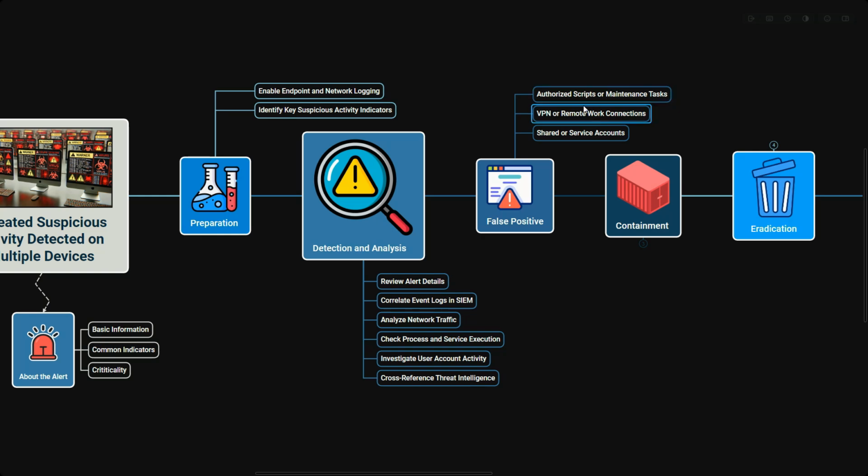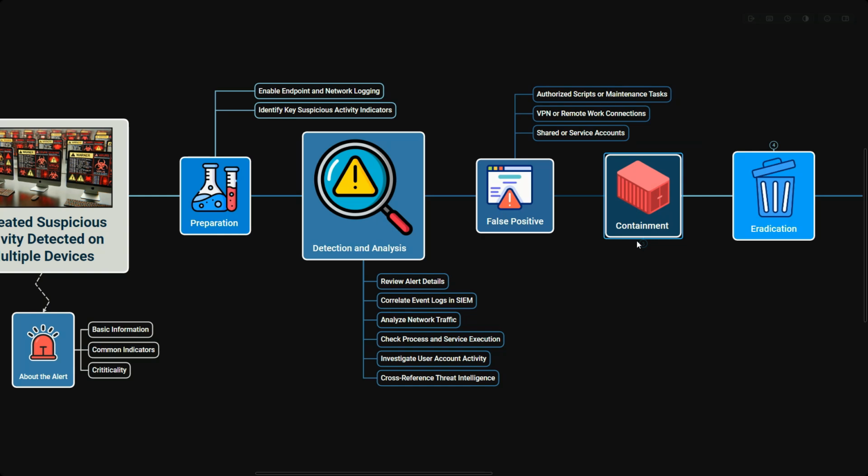You can also look for whether there is any VPN or remote work connection, an employee logging in from a different location. A VPN may cause unusual login patterns that also trigger an alert. It could be shared or service accounts as well. Commonly there are multiple service accounts which work on multiple devices, and they can also generate activity that may flag suspicious behavior due to frequent access patterns. So this is something you should really address in the first place.